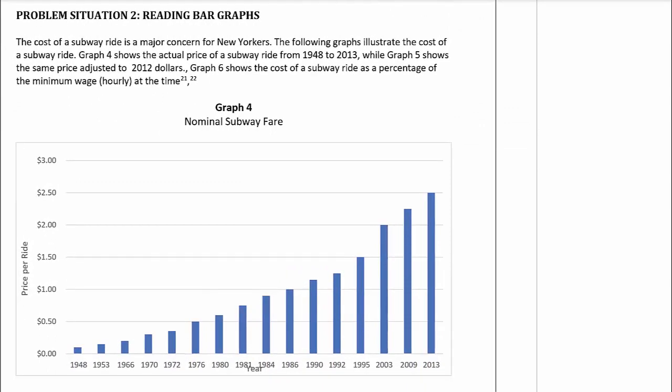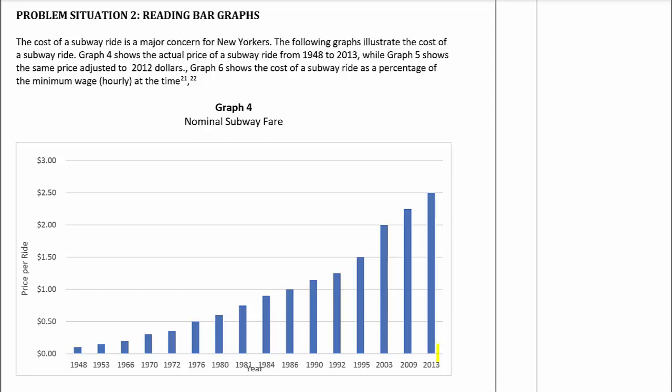All right, we've looked at the line graphs. Now let's look at the bar graph. So here's the bar graph, and it tells us the cost of the subway ride from the years 1948 to 2013. So it was a few cents. Maybe it looks like it's 20 cents. It's not clear here in 1948, but it has been rising steadily.